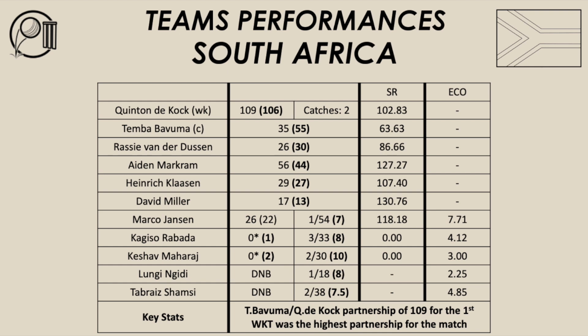De Kock, 109, Bavuma, 35, van der Dussen, 26, Markram, 56, Klaasen, 29, and Miller, 17. That's how the South African batters went about their business in this match against Australia. South Africa have been in good form with the bat in this World Cup, and they followed that in this match against Australia. They batted well. They continued their good batting form.